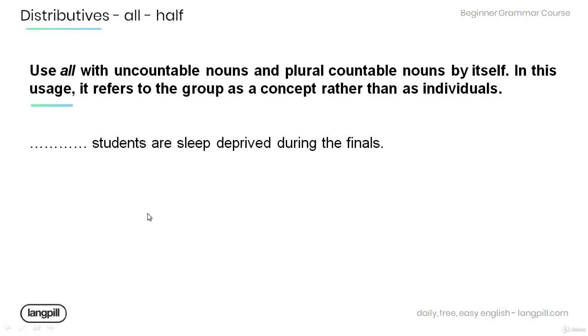Now let's review and practice a bit. Remember that we use all with uncountable nouns and plural countable nouns by itself. Now, in this usage, it refers to the group as a concept rather than as individuals. Have a look at the sentence below and fill in the gap using the appropriate distributive. All students are sleep deprived during the finals.